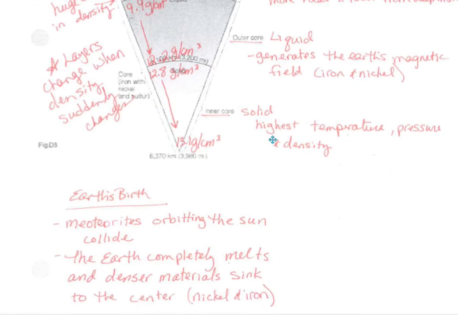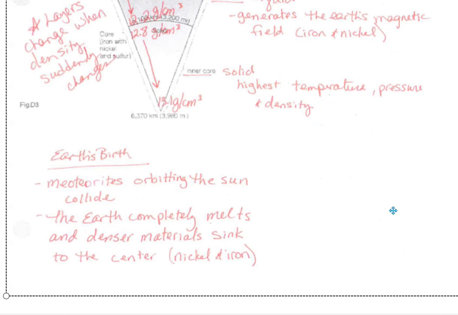A little bit down here about how the Earth was birthed. We had meteorites orbiting the sun, left over from the sun, and they collide. That kinetic energy causes the Earth to completely melt, and those denser materials sink down to the center, the iron and nickel. But we can still look at the history of the Earth, the age of the Earth, the composition of the Earth when we look at the meteorites that are still falling. Those are just leftovers from the Earth as it was forming and tells us a lot about it.